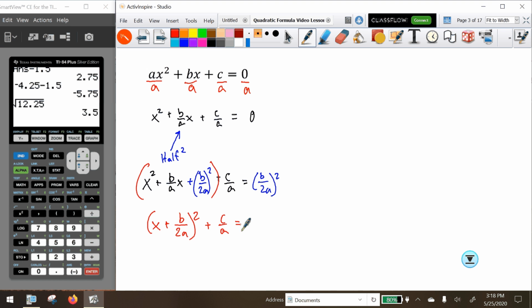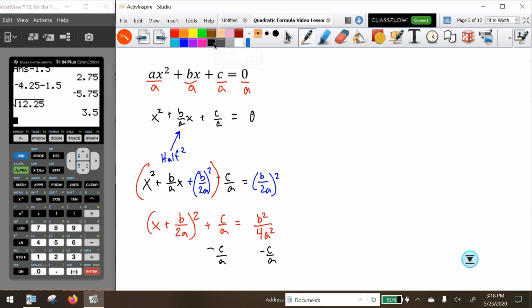Now I'm going to clean this up a little bit. I'm going to square out that b over 2a squared. Squaring the numerator, b squared is b squared. And squaring the denominator, 2a times 2a, is actually 4a squared. Now I'm going to move this c over a to the other side by subtracting it from both sides.